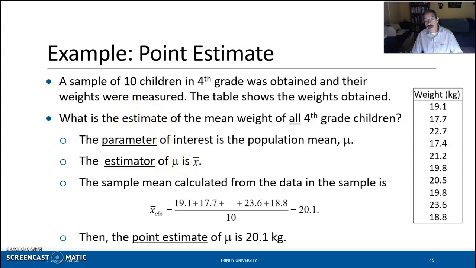Now in chapter 3, we learned to calculate the sample mean, and that's what I'm doing right here. So if you sum these 10 values and divide by 10, the value of the mean is 20.1. And if you notice, I'm using this OBS that stands for observed. So this is the average observed because it comes from the observed data in the sample. I want to make that distinction to show that this is the point estimate. So in this case, the point estimate of mu is 20.1 kilograms. So a point estimate is just the value of the statistic calculated from the data.